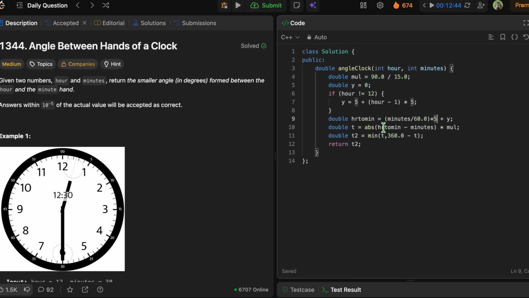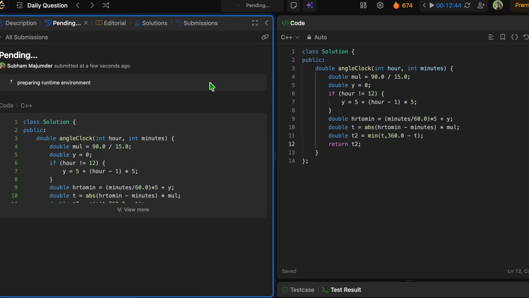So we take the difference. This much gap will have into multiplier degrees, because a 1 minute gap has mul degrees. So the absolute of hour to min minus minute gap will represent this much t amount of degrees. Now this t could also be the larger angle, so we need to take the smaller one, so we will do 360 minus t and we will take the minimum one. Let's submit it. It's already solved, so it should be accepted.